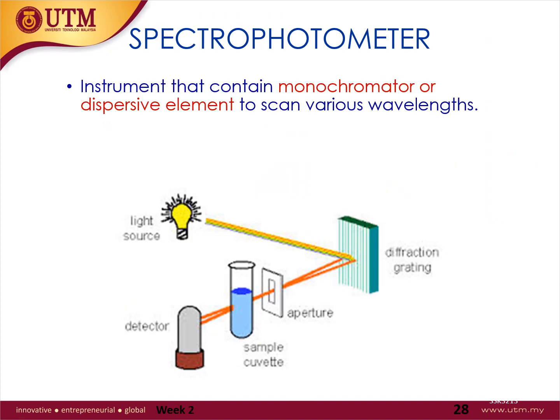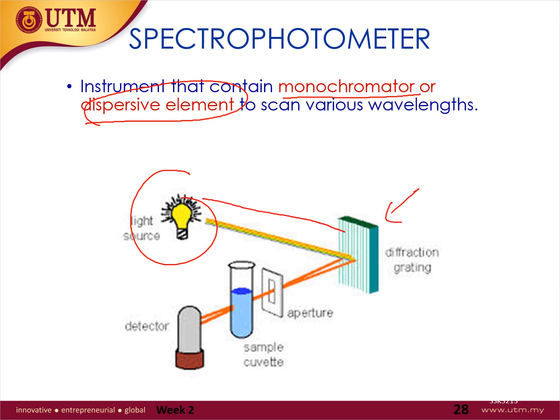Spectrophotometer, on the other hand, contains a monochromator, or we call it a dispersive element, to scan various wavelengths. Like source putih kan? Okay, diffract means that if you ask this grating to only select 420, it will only select 420 to go into the monochromator. Ni this is aperture. Sepatutnya kena ada satu entry slit over here. Okay, this is called a monochromator.